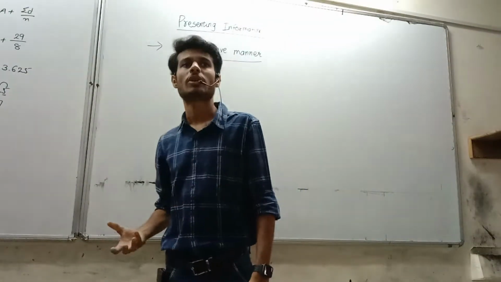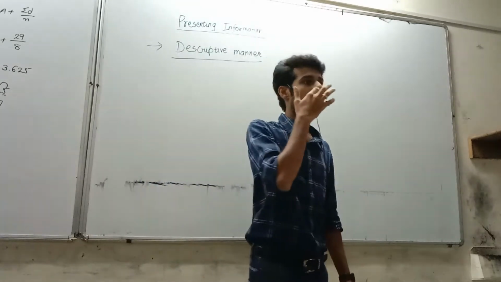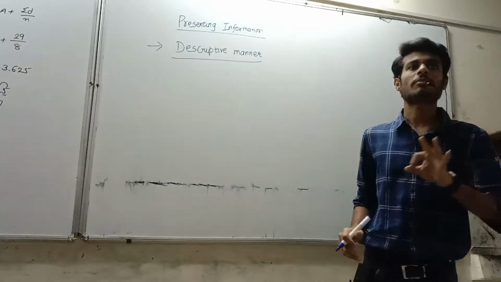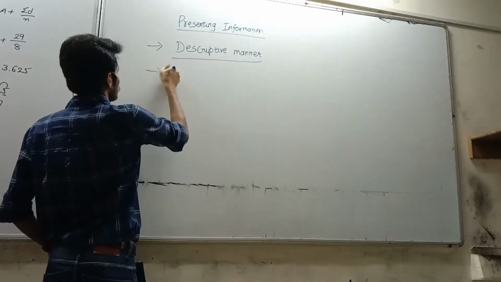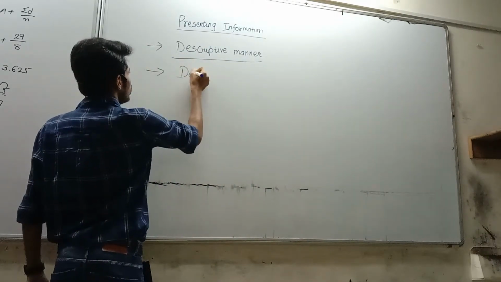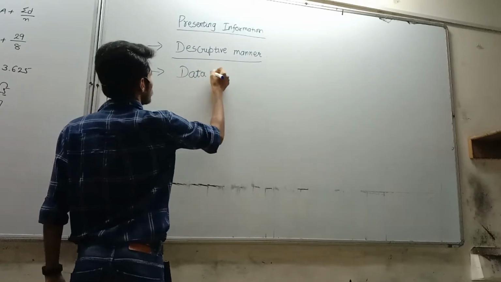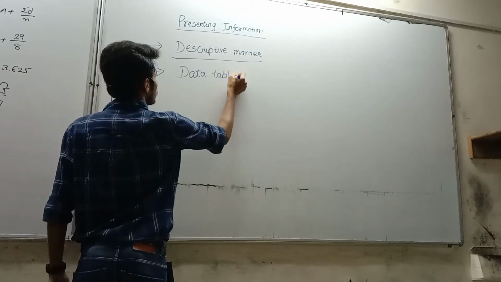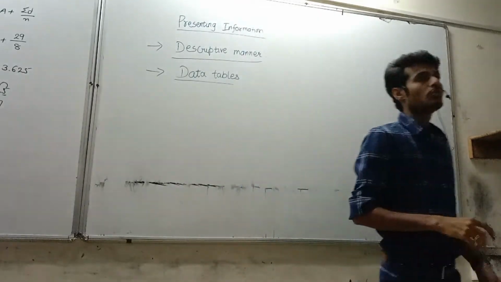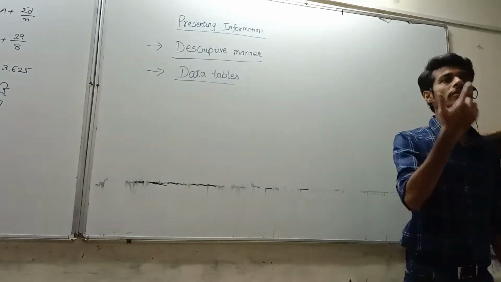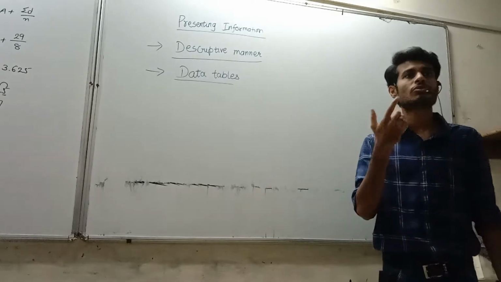Some concepts you can understand in a graphical manner. So the second method or the second manner is making use of data tables. Making use of data tables to show or display the information which can be understood so well.